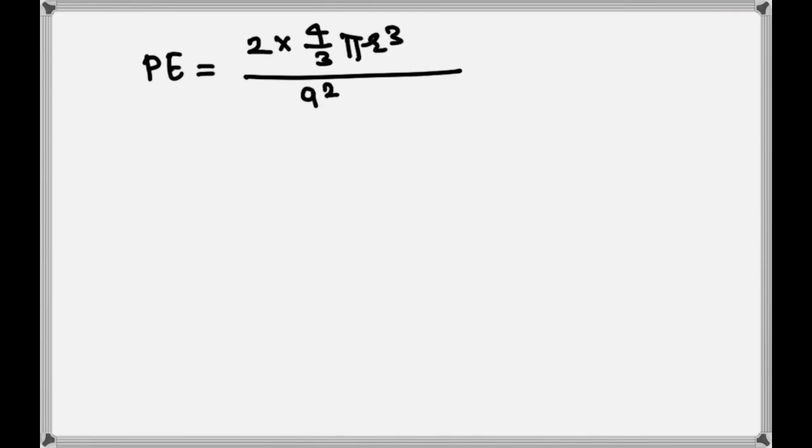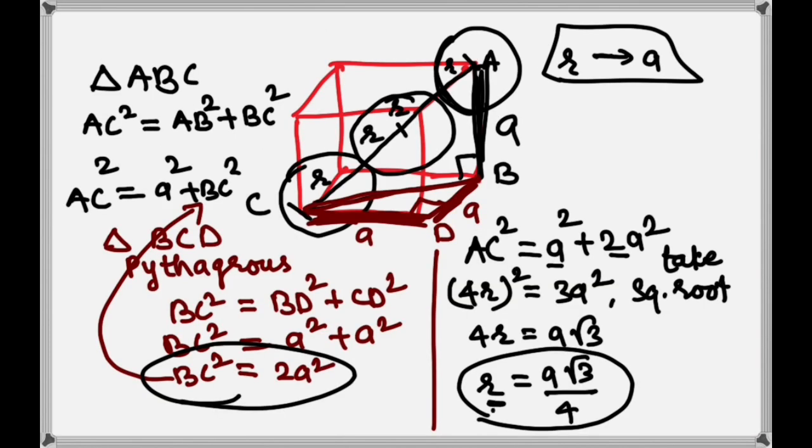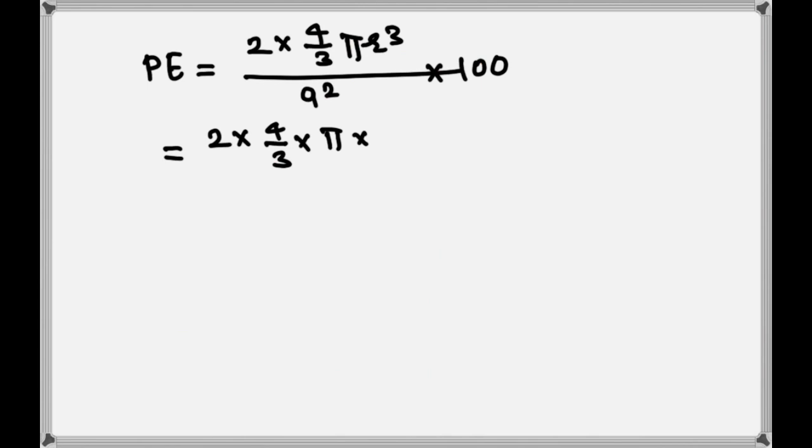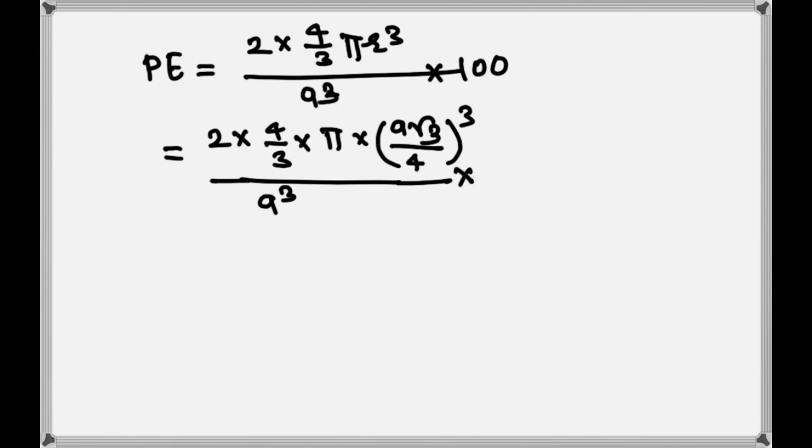Again, substitute the same into the packing efficiency. It is equal to number of atoms, 2 in case of body centered cubic, formula 4 by 3 pi r cube divided by a cube into 100, or it is 2 into 4 by 3 into pi into, now remember the value of this r is a root 3 by 4. So substitute this value as a root 3 divided by 4 cube divided by a cube, into 100.